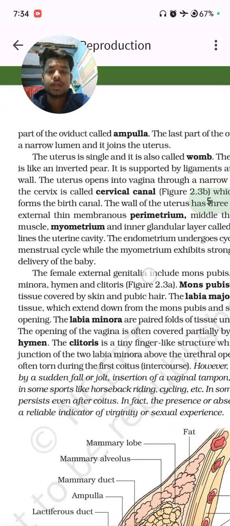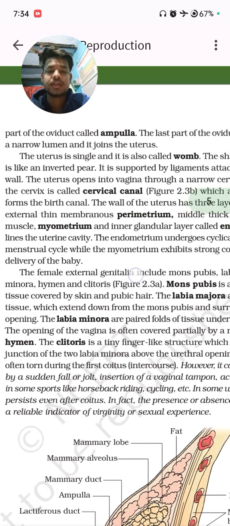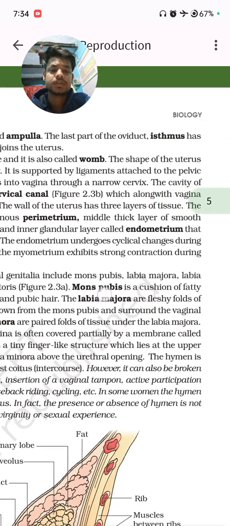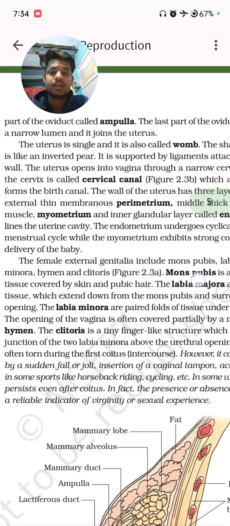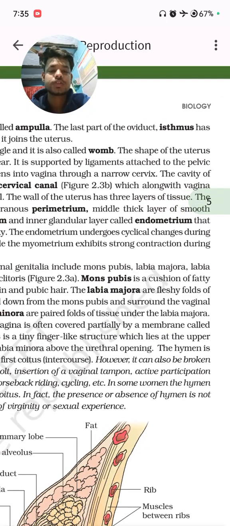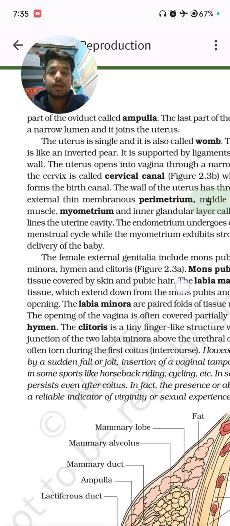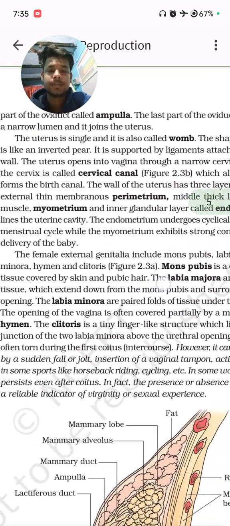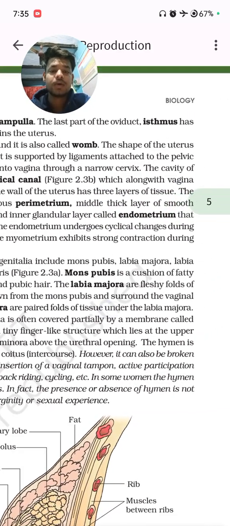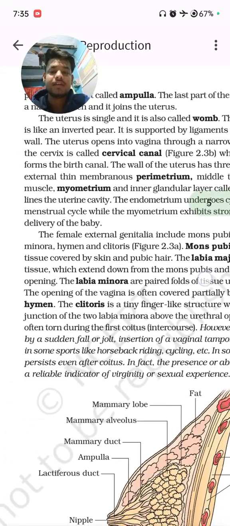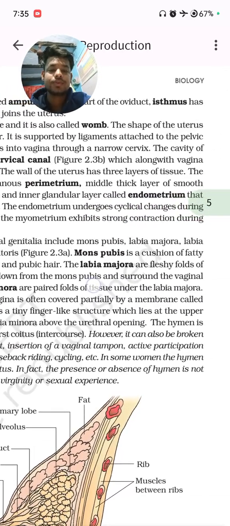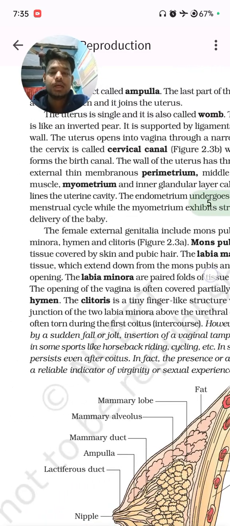The uterus is single and is also called the womb. The shape of the uterus is like an inverted pear. It is supported by ligaments attached to the pelvic wall. The uterus opens into the vagina through a narrow cervix, which has a cavity. The cervical canal, along with the vagina, forms the birth canal. Figure 2.1b.